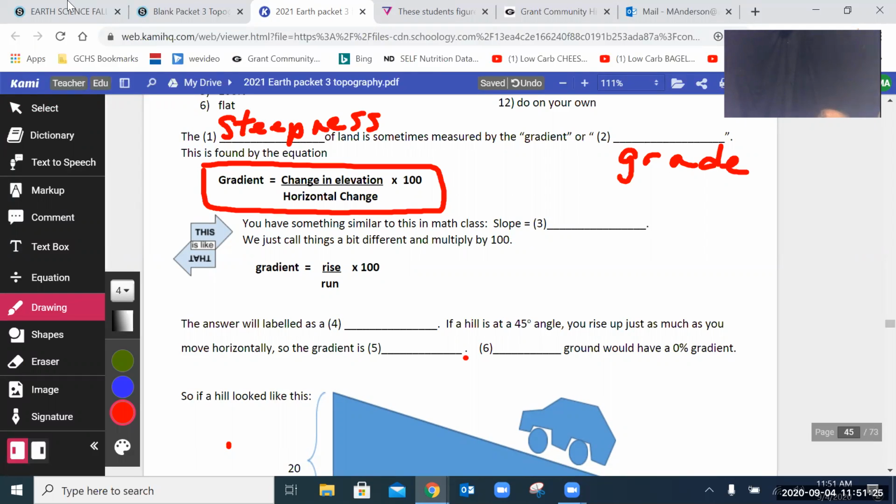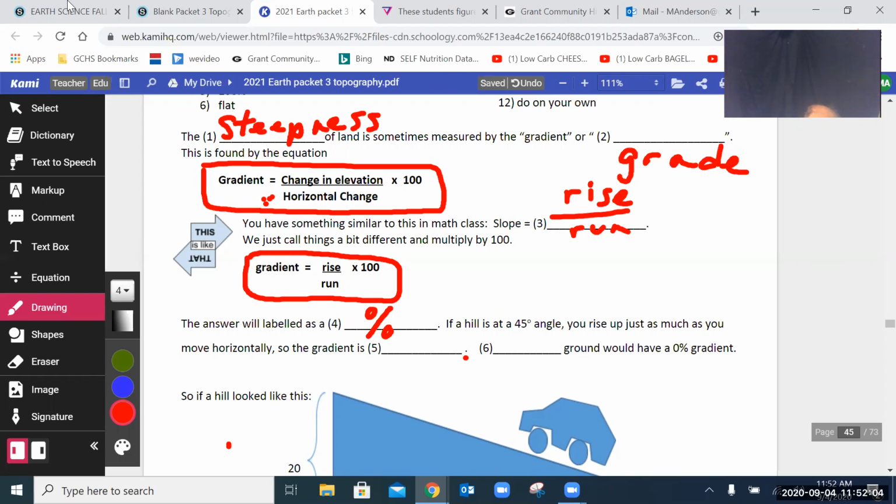You've seen something like this in math class, where you learn that slope is rise over run. The rise is just another way of saying the change in elevation, up and down. The run in your math class was the horizontal side of a triangle, so in the gradient we have the horizontal change. The only difference is that we multiply by 100 with the gradient. So we could rephrase this as gradient is rise over run times 100. The answer will be labeled as a percent.